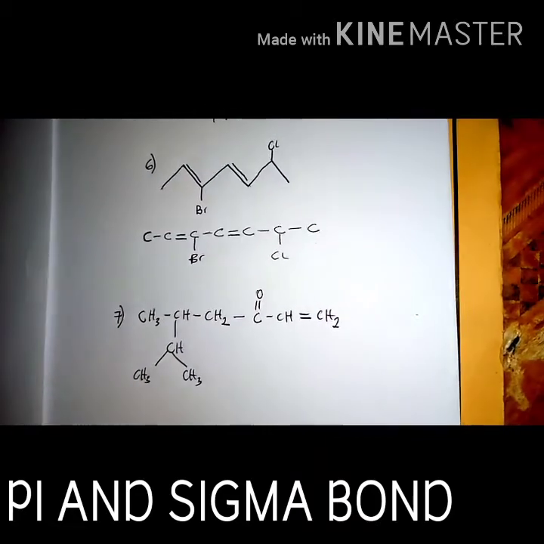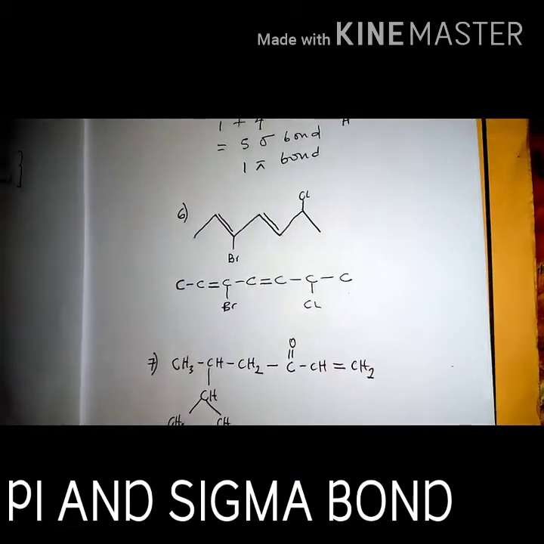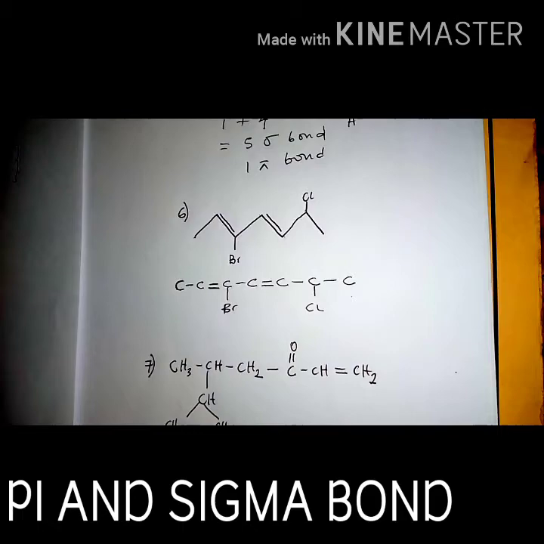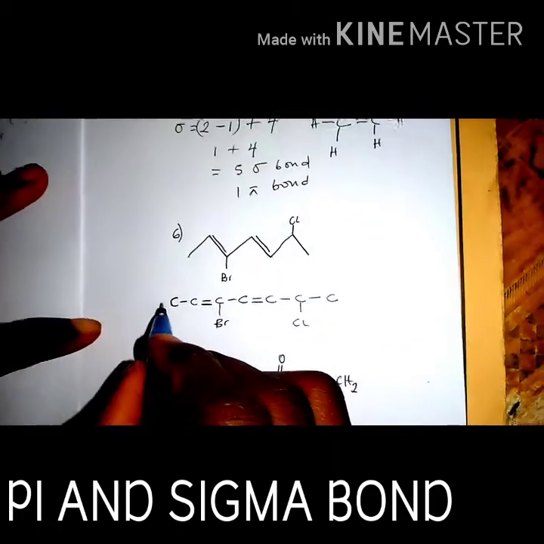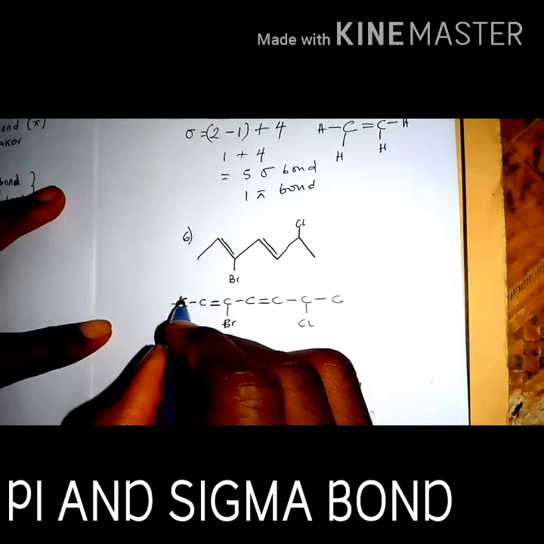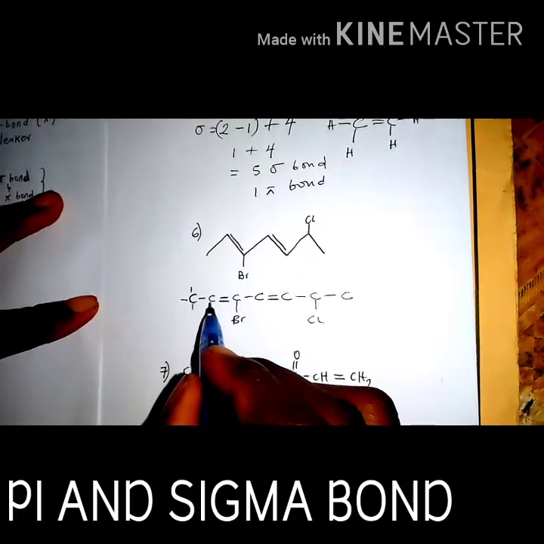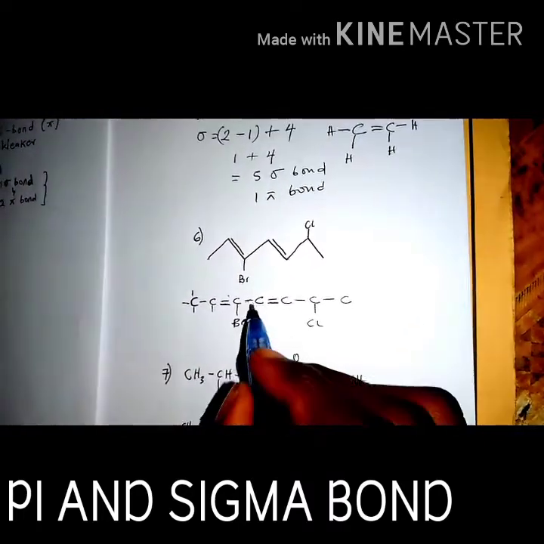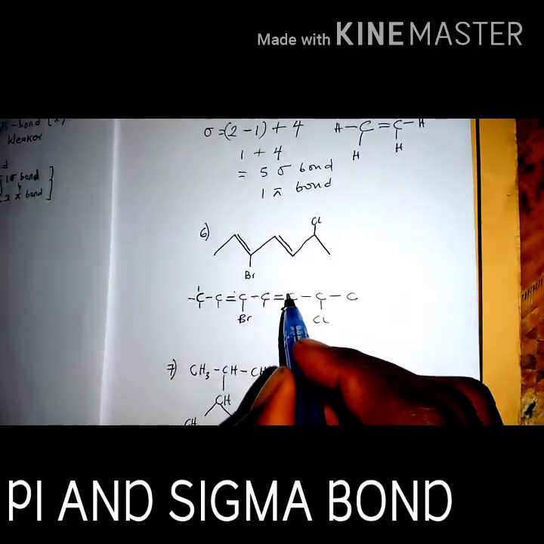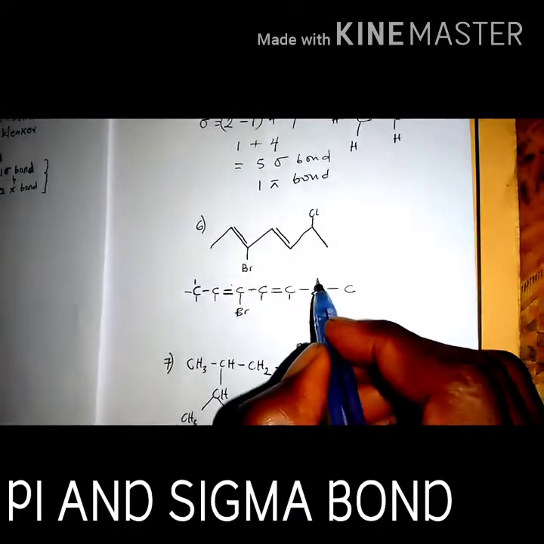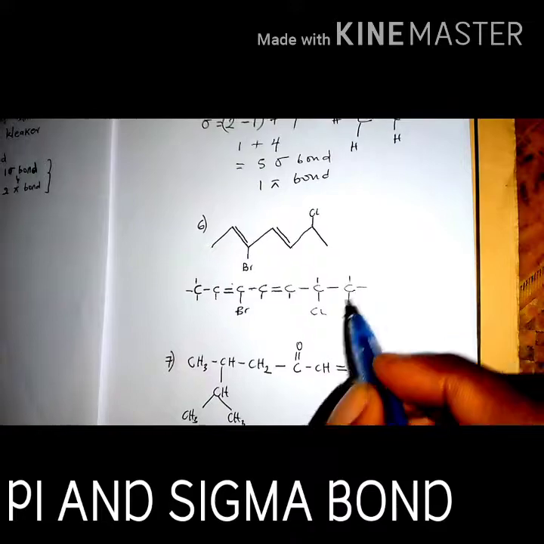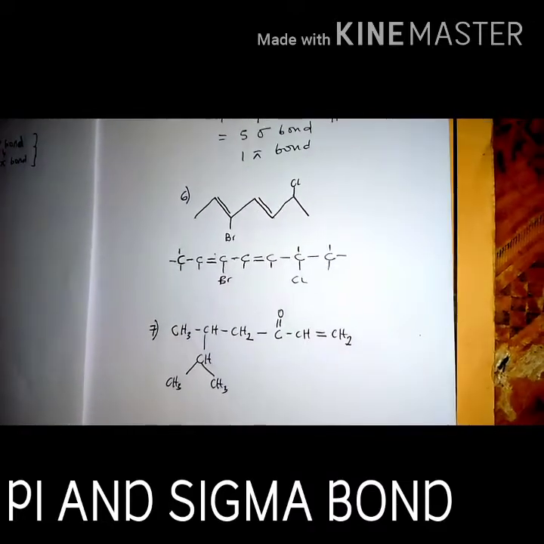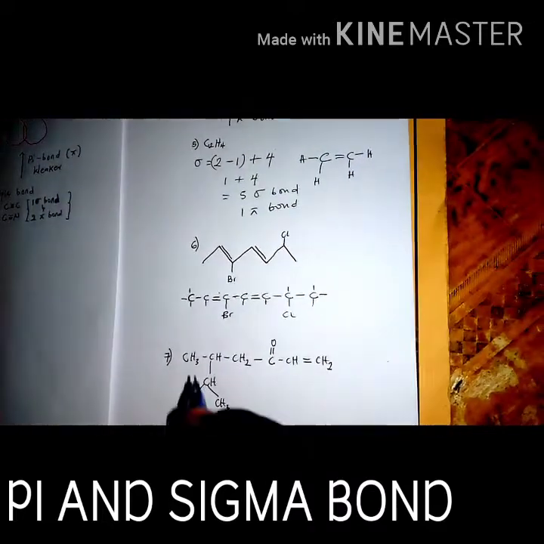Now, like I told you, each carbon atom must be surrounded by how many bonds? 4 bonds. So this one should have 4 bonds, correct? This one, 4 bonds. This one, 1, 2, 3, 4, correct? This one, 4 bonds. This one, 4 bonds, correct? Now, let's apply our quick formula.